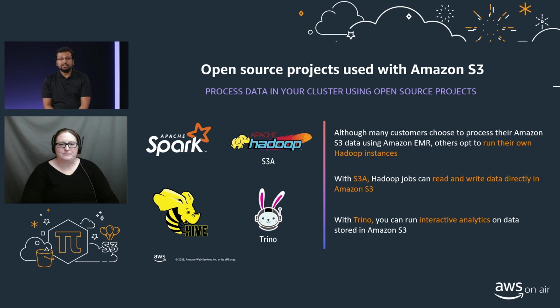Similarly, Trino is another popular open source project that customers use with Amazon S3. Trino is an open source SQL query engine used to run interactive analytics on data stored in Amazon S3. We continue to partner with the open source community to deliver improvements with both these projects for our customers.